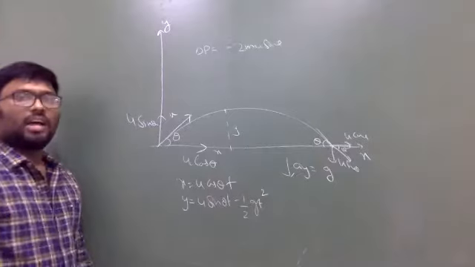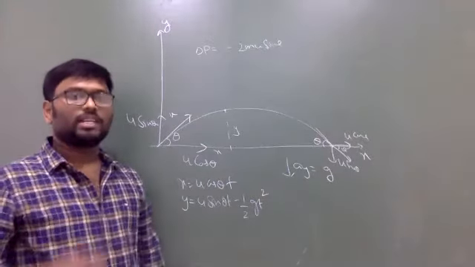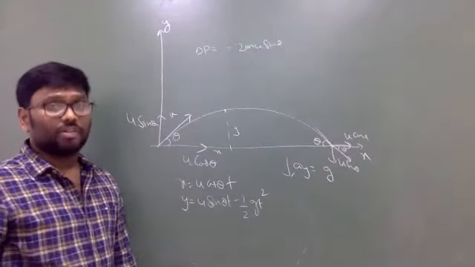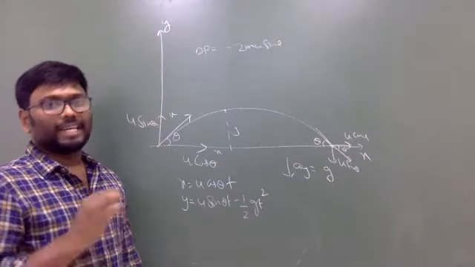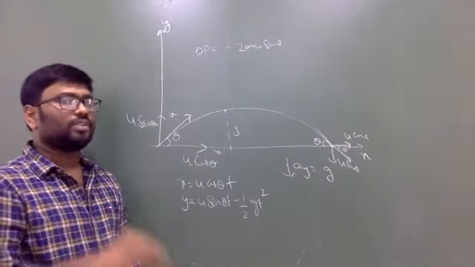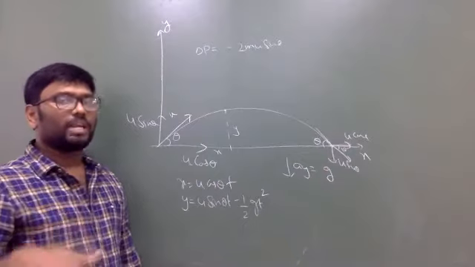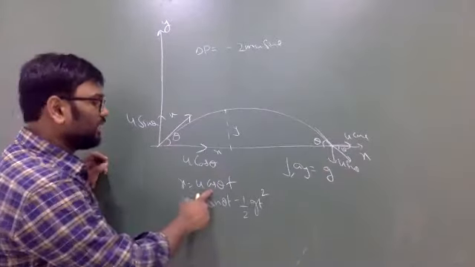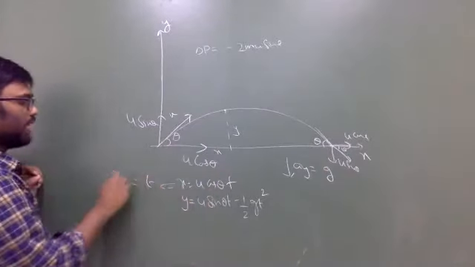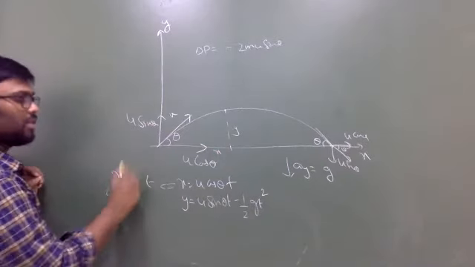So remember, as I said, if you need to find the equation of the trajectory of the particle, what is the variable here? t is the variable. We have to find out the relation between y and x. So you have to eliminate t. From the first equation, t is equal to x by u cos theta. Substitute that here.